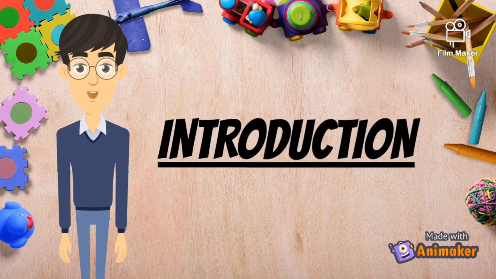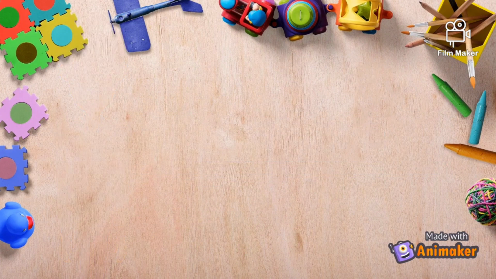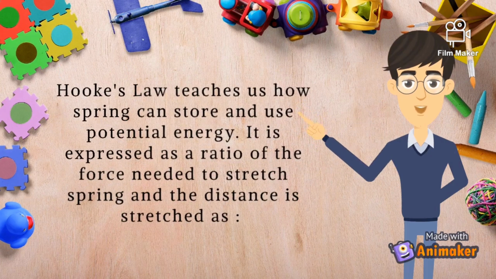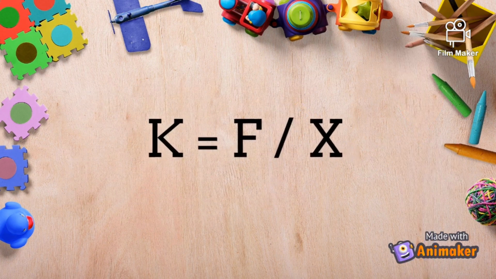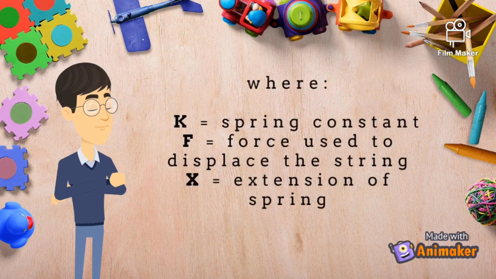Now, let's talk about the introduction of this project. Hooke's law teaches us how springs can store and use potential energy. It is expressed as a ratio of the force needed to stretch the spring and the distance it is stretched as k equal to F over x, where k is the spring constant, F is the force used to displace the spring, and x is the extension of spring.